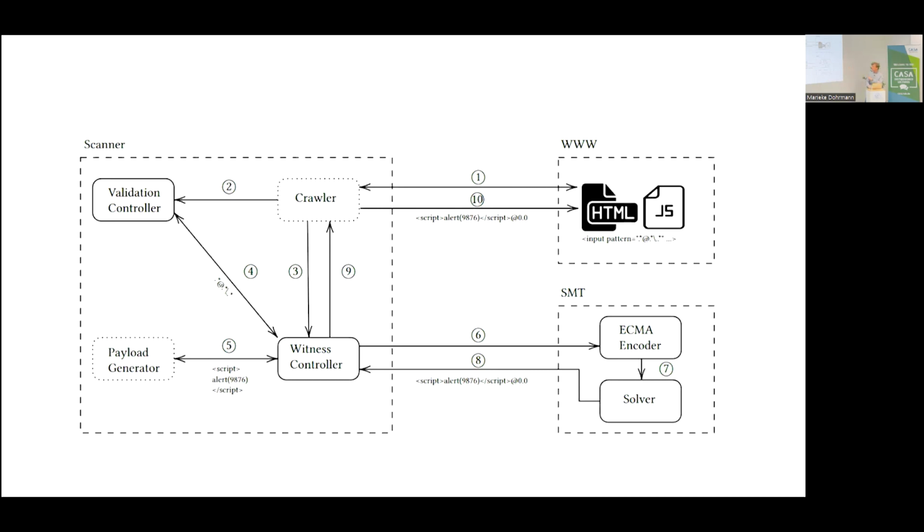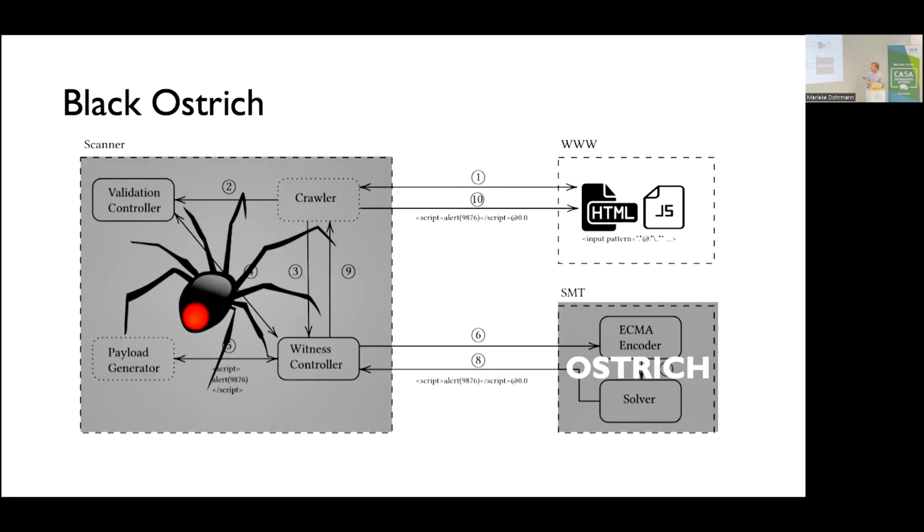So this is generic, and then we happen to use Black Widow for the crawling part and Ostrich for the SMT part. We needed to develop both of them, but together they can implement this kind of on-demand SMT solving for input constraints.